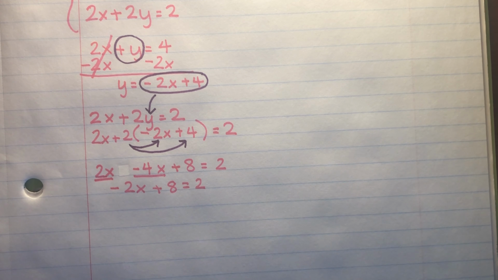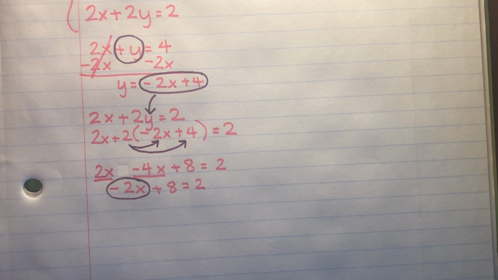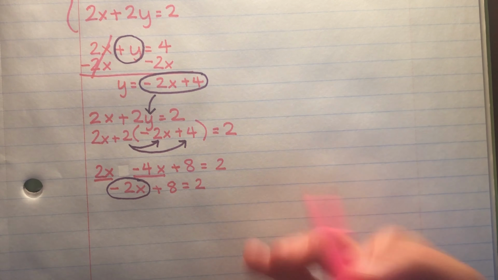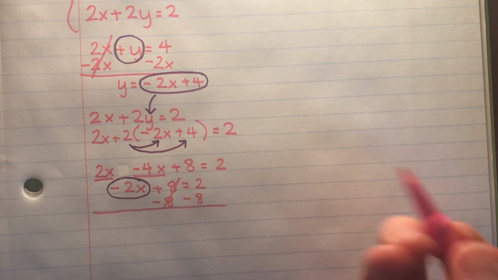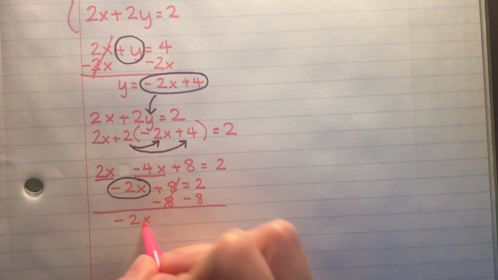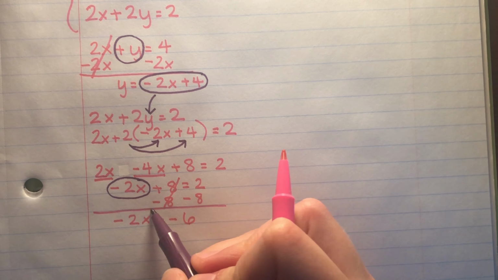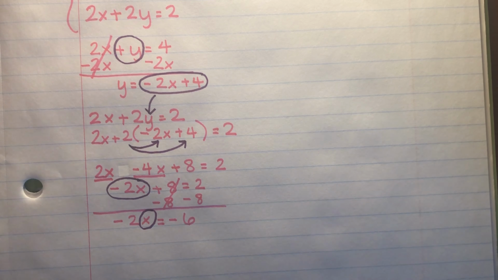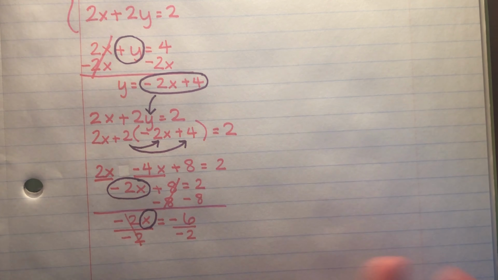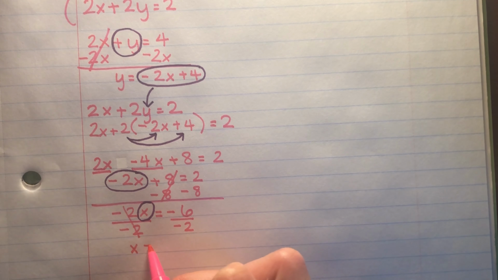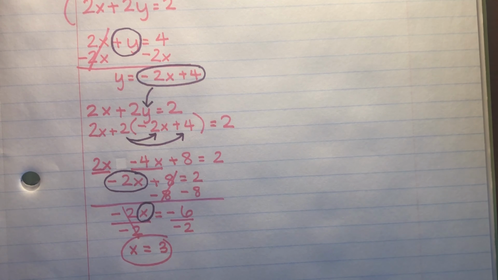Now we're isolating for x, which means we want to start by getting -2x all by itself. So we're subtracting 8 on both sides, and we're left with -2x equals -6. And we're isolating for x. So divide each side by -2. X equals 3. Remember, a negative divided by a negative is a positive.